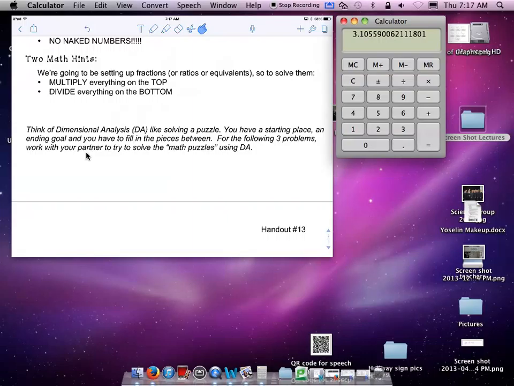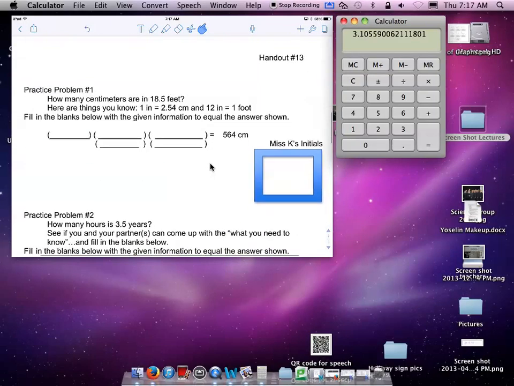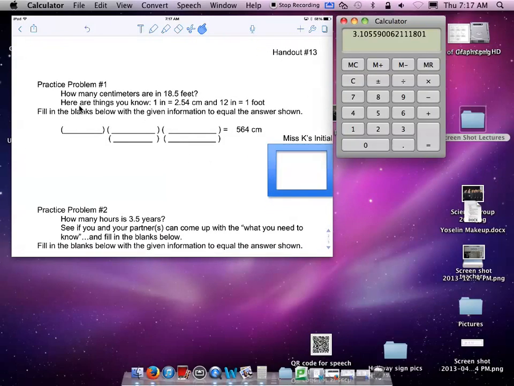Otherwise, just keep working through this by yourself to solve these math problems using DA. So here's your first example. How many centimeters are in 18.5 feet? So this is what my question will look for.